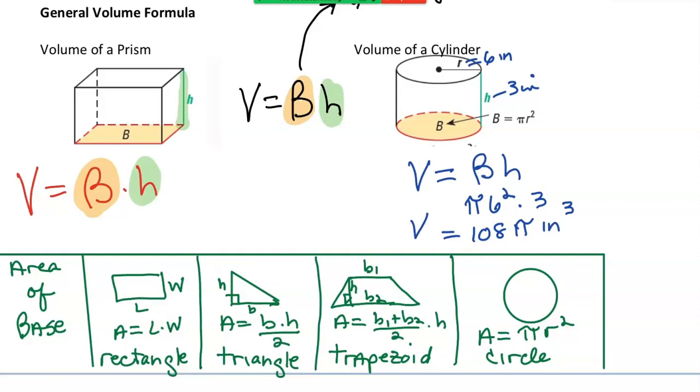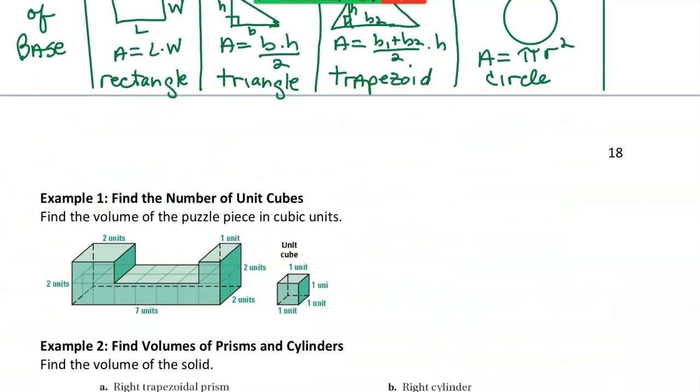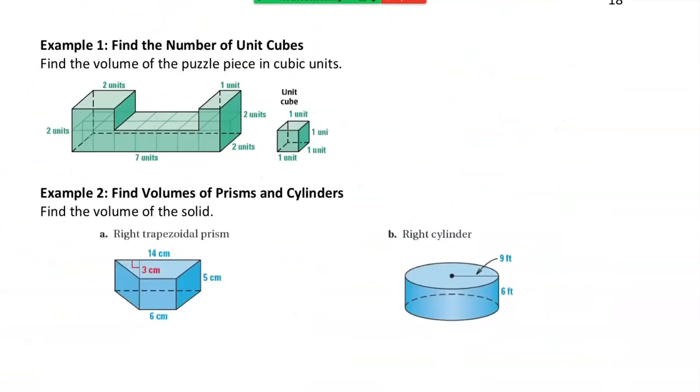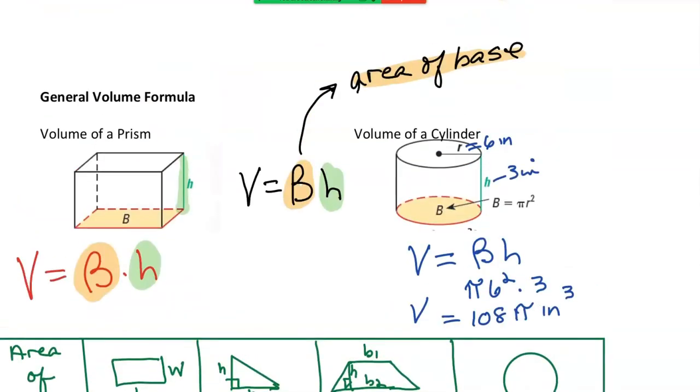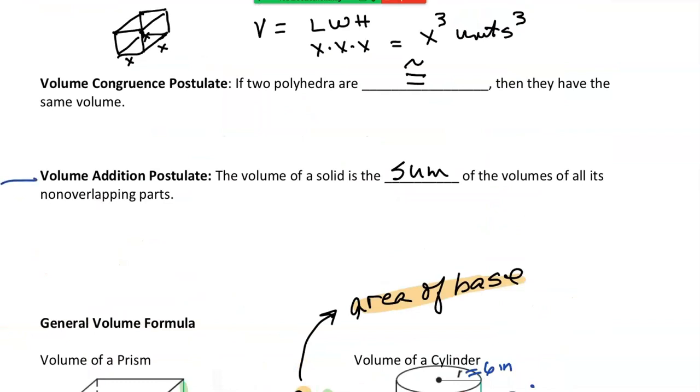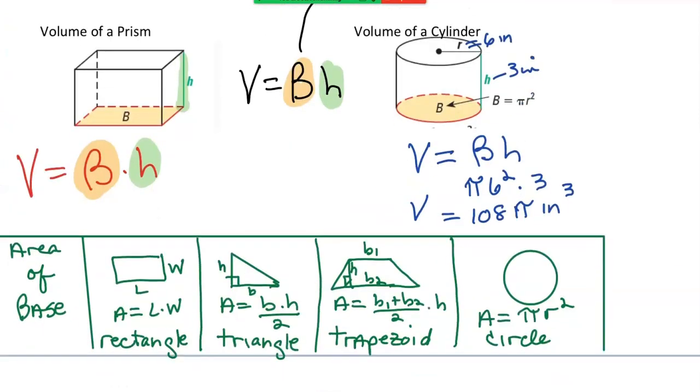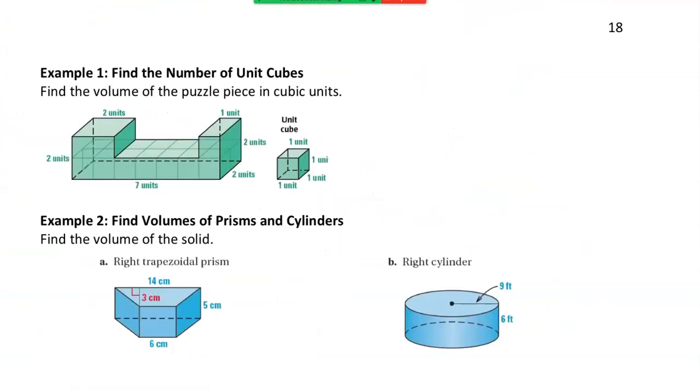All right, so that's the general volume formula, B times H. So now, remember we talked about this volume addition postulate where you can figure out the sum of different parts to get a volume of an irregular shape? Well, here we are with an irregular shape in example 1. So let's look at that closely for just a moment. And can you see how I can divvy this up in parts?